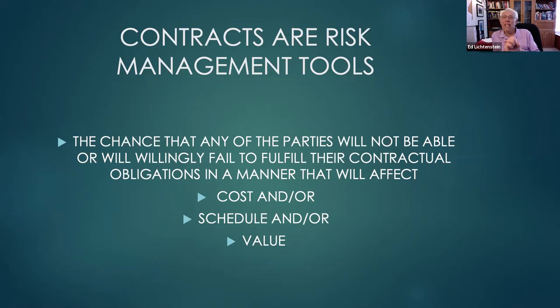So what you're trying to cover in the contract is the risk, one, of your having to perform it, or the risk, if you're on the receiving end, that it won't be done. And what happens when it's done.